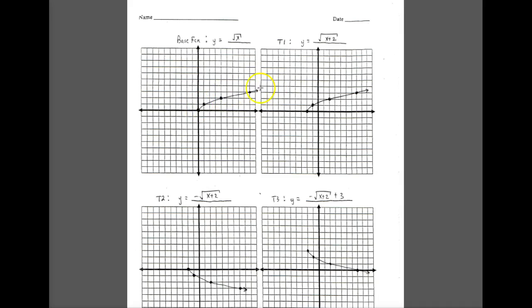We have our base function, which looks like square root of x. Then we move it over 1, 2 units. And then from there, we flipped it or reflected about the x-axis and then pushed it up 3 units. Okay. And so now we're going to do another example where we're starting from scratch.